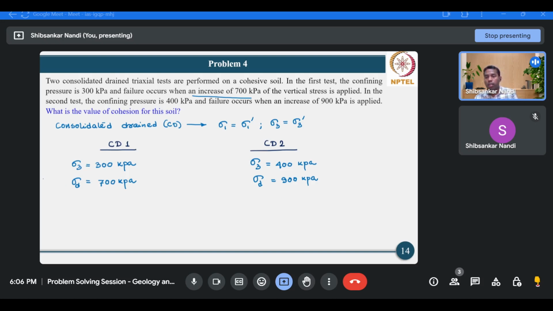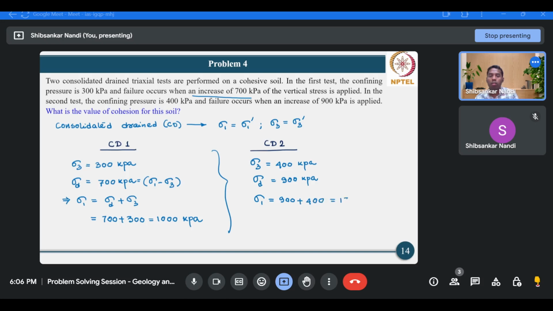So this sigma d is nothing but, as you know, sigma 1 minus sigma 3. Therefore your sigma 1 would be sigma d plus sigma 3. Okay, so that means 700 plus 300 equals 1000 kPa. And here also sigma 1 would be 900 plus 400, that is 1300 kPa.